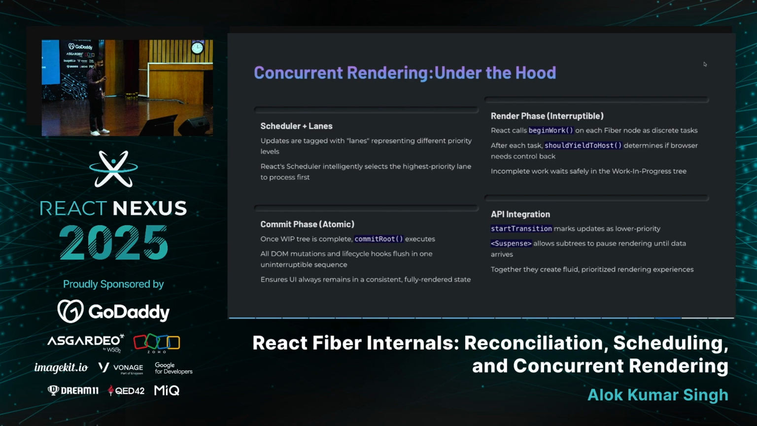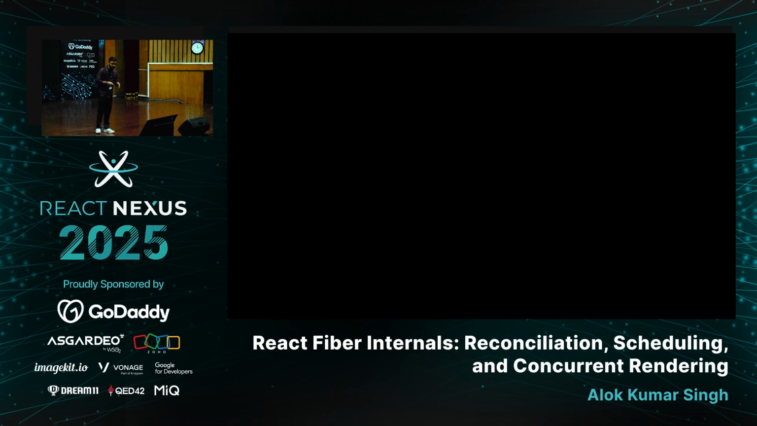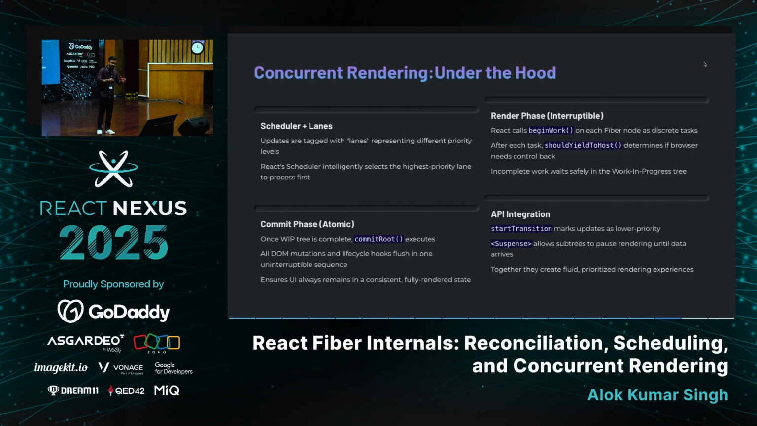And the fourth one is API integration. Using startTransition will help React mark any expensive or complex task as a lower priority, and will help React to interact with the browser effectively. That means the browser will do the important task first, then the task which is marked in startTransition. And the second one is Suspense. Suspense allows the subtree to pause rendering until we get the entire data. So these two create a very prioritized rendering experience.